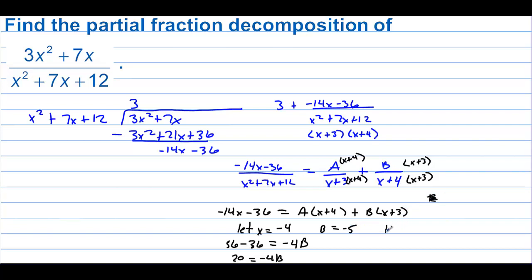We can do this down here. Let x equal negative 3. We have 42 minus 36 is equal to A. So A is equal to 6. Well, now the answer is 3 plus, the A is 6, so we have 6 over (x plus 3). The B is negative 5, so we have minus 5 over (x plus 4). The A is over the (x plus 3), and the B is over the (x plus 4).